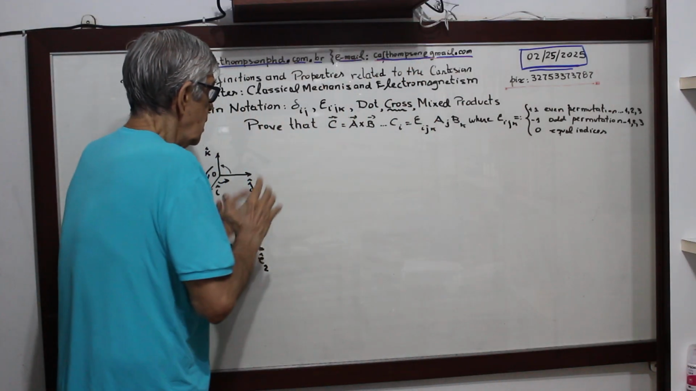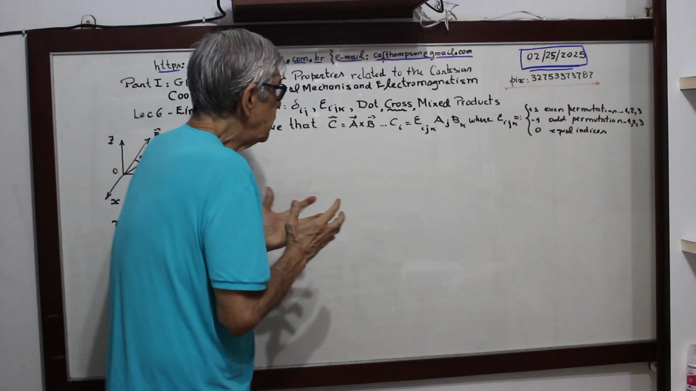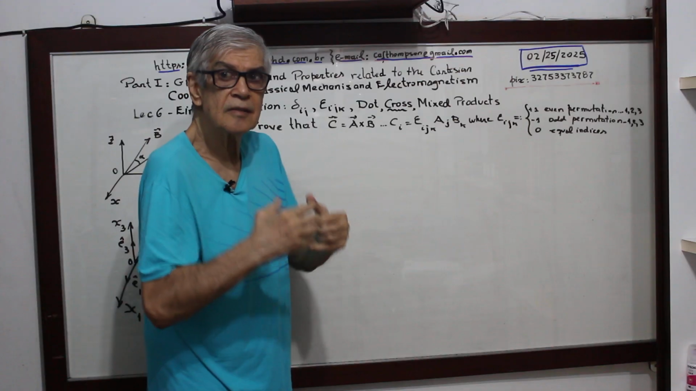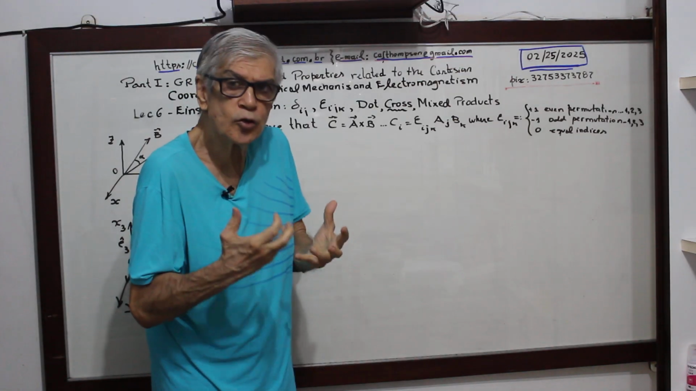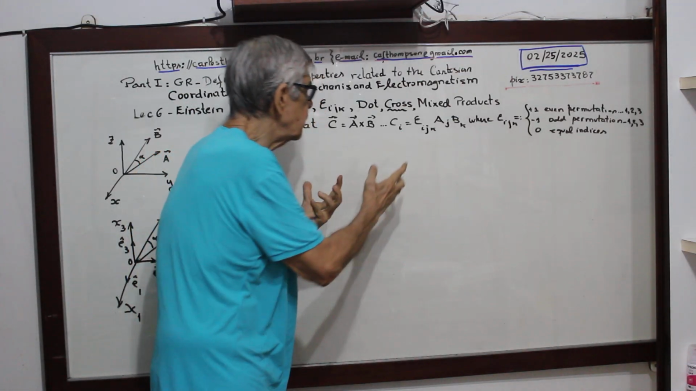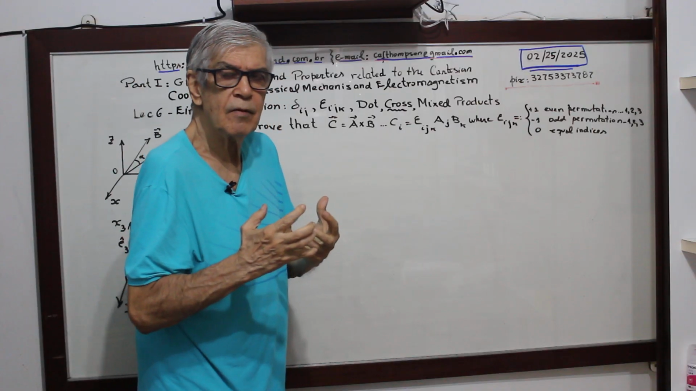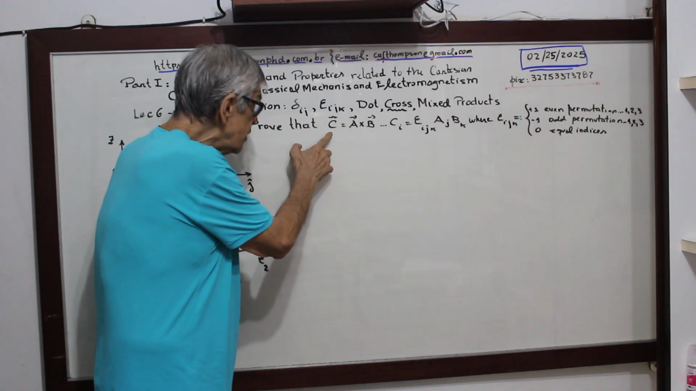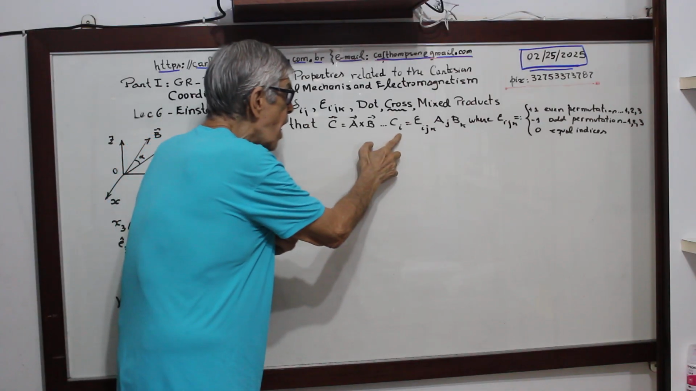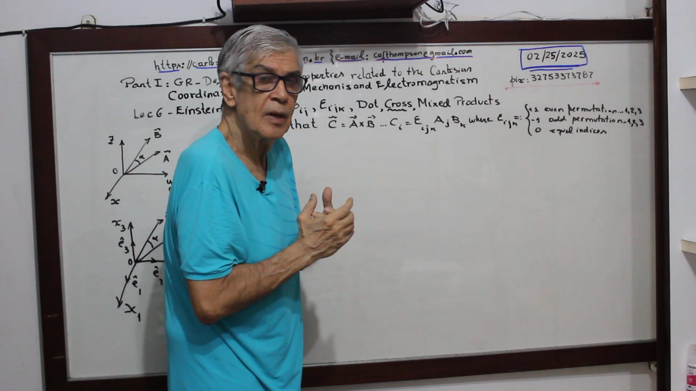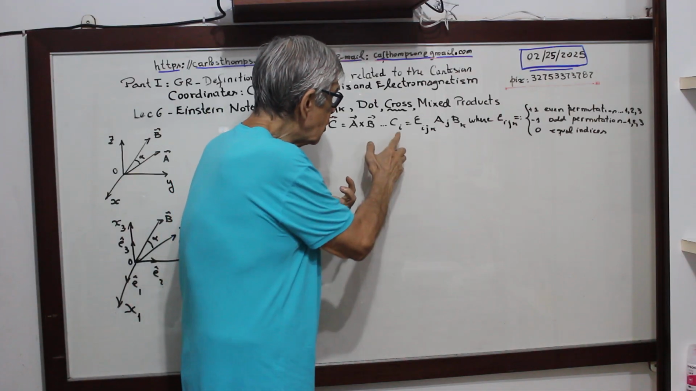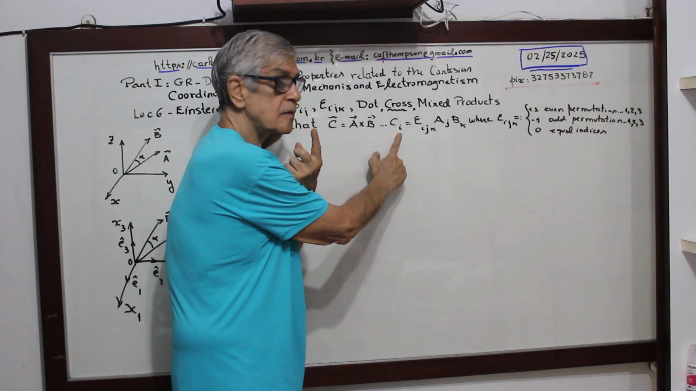Now, in general, in the literature, we call C sub i a vector. Actually, it's not a vector. This is a vector component. C is a vector, C sub i is just a component. But, as I said, in general they call it one free index.